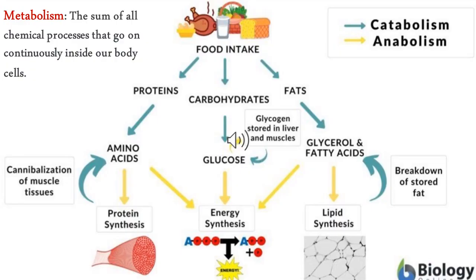Metabolism. The sum of all chemical reactions performed in our body by which our cells get benefited is called metabolism. Metabolism is of two types, anabolism and catabolism. In anabolism, complex products are synthesized inside our body, and in catabolism, complex particles are broken down inside our body to release energy.